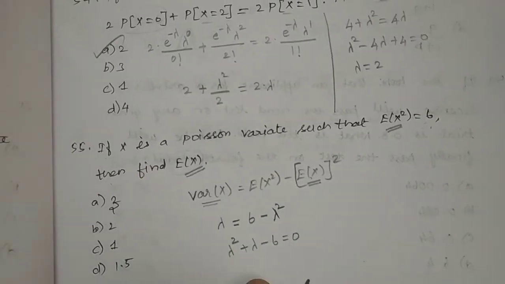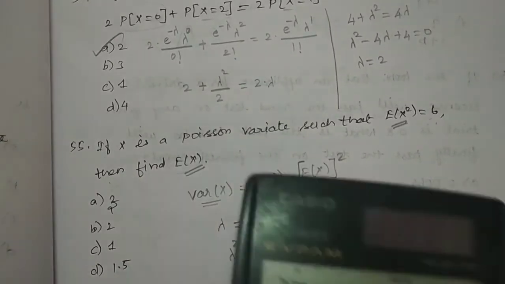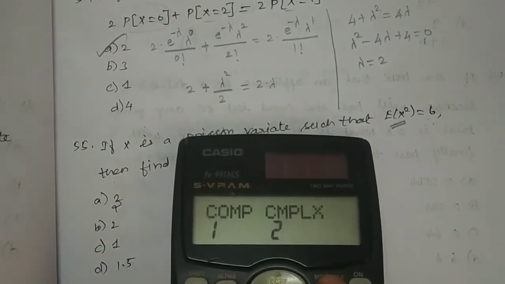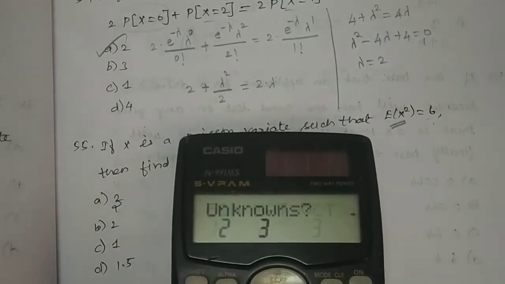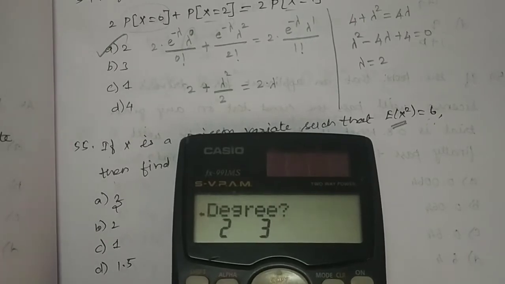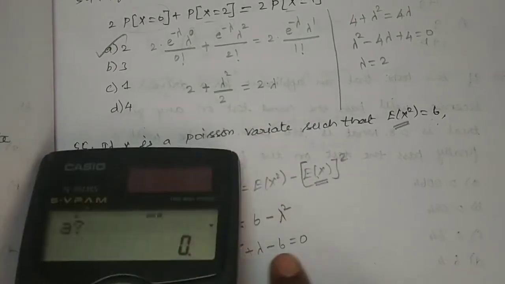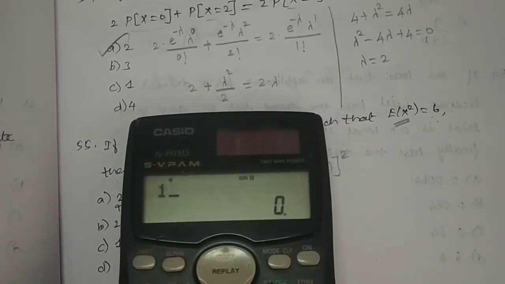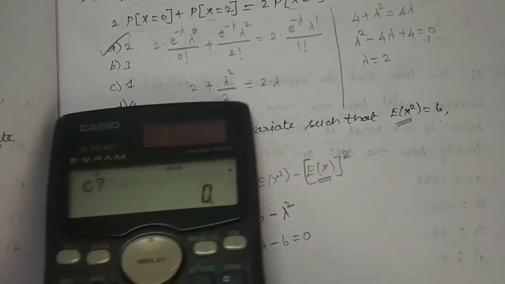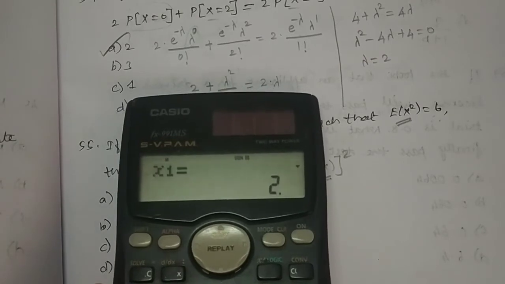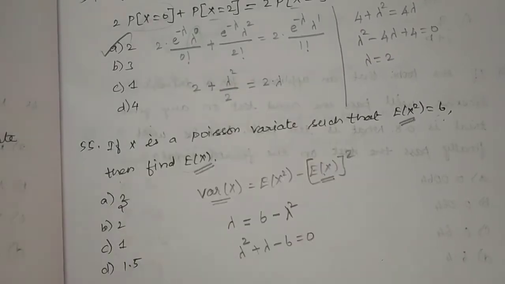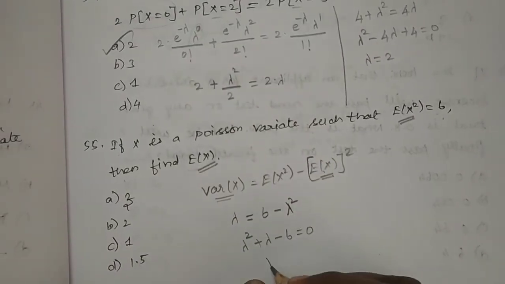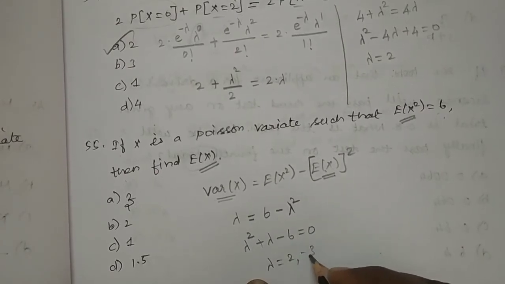So take the calculator. Again equation mode, degree 2, a value is 1, b value also 1, then c value is minus 6. So 2 comma minus 3. So lambda equal to 2 comma minus 3.